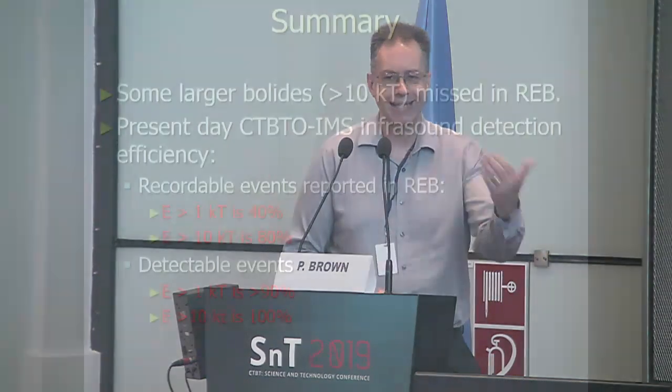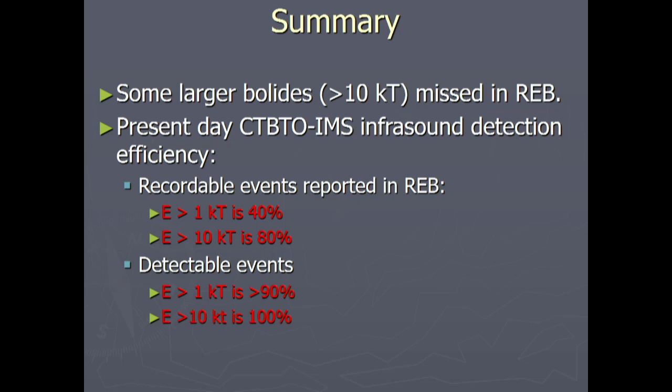And as a rough lower limit estimate, roughly 40% of all kiloton detonations detected by the JPL systems are reported in the REB. More than 80% of all the 10 kiloton and larger events are reported in the REB. But as detectable infrasonic events, the vast majority of the 1 kiloton and larger events are detectable. Unfortunately, in many cases with the current network, these are with just one station, so it would be very difficult to independently verify whether this is a bolide or not. Thank you very much.